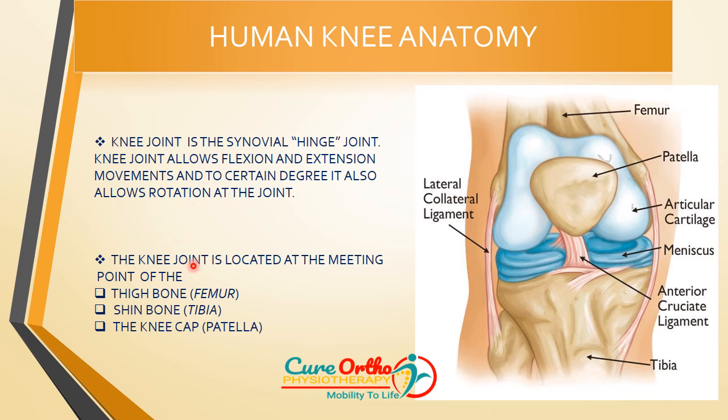The knee joint is located at the meeting point of, as you can see here, the femur, the thigh bone, the shin bone, the tibia, and the kneecap or the patella bone, right? So this is the knee joint. For detailed anatomy of the knee joint, I'll share a link to my other video related to knee joint anatomy. Please go through that if you have missed that series.